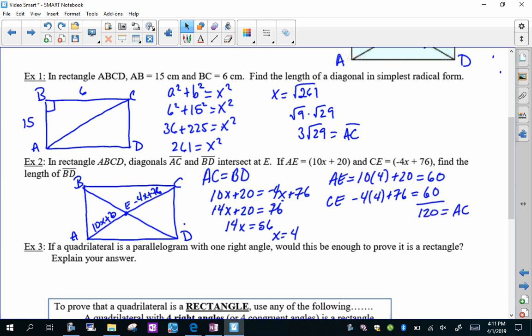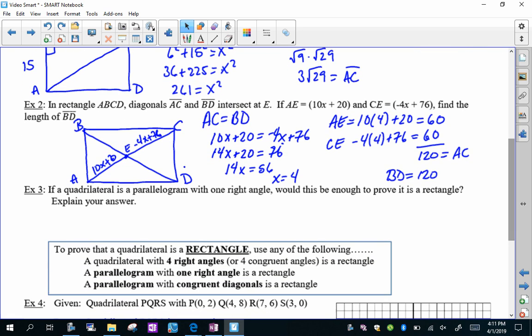So BD equals 120. All right, let's go down to our, oh no, let's discuss number 3. Number 3 says, if a quadrilateral is a parallelogram with one right angle, let me draw some of this, would this be enough to prove it is a rectangle?